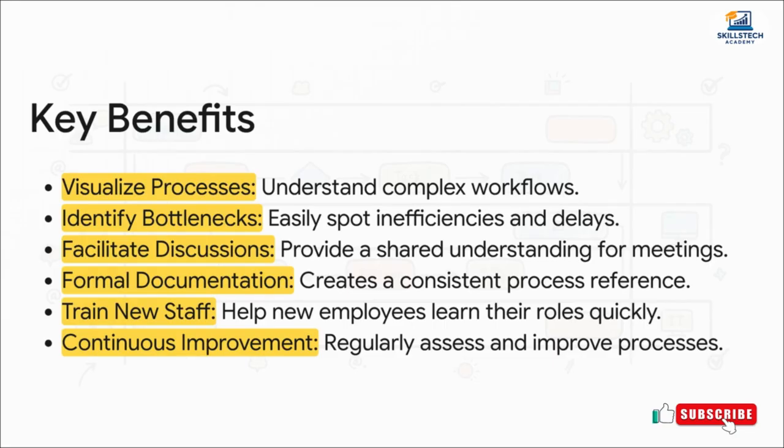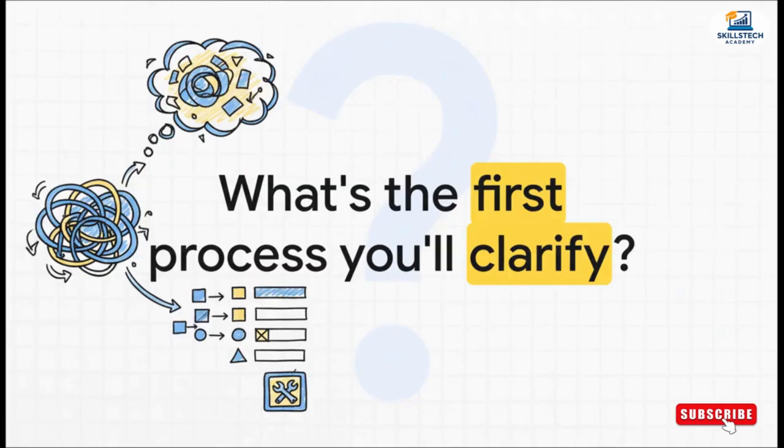They instantly reveal the bottlenecks where work is piling up. They are an incredible tool for getting everyone in a room aligned on how things actually work, not just how we think they're supposed to. From documenting processes to training new hires, this becomes the map you use to constantly get better. Ultimately, it all comes down to this. Clarity leads to improvement. And now that you have the tool, the only real question left is, what's the first chaotic process you're going to go out there and clarify?